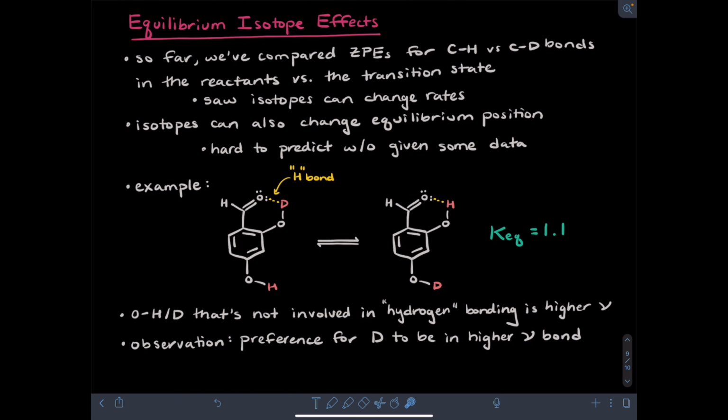What's experimentally observed in this case, and again, I wouldn't ask you to predict this, just to analyze some data, is that there's a preference to put deuterium in the stronger and higher frequency alcohol bond that's not participating in hydrogen bonding. And there's a preference for putting the OH bond as the one that is participating in hydrogen bonding.